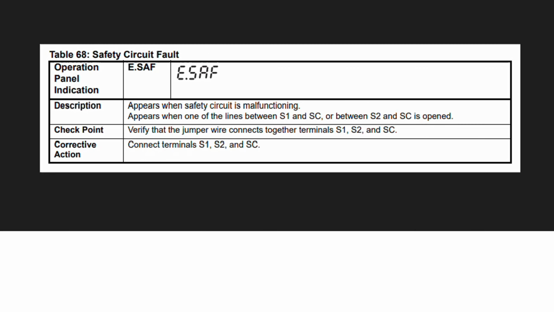We will talk about the alarm in Jainson VFD safety circuit fault. It appears when there is a fault inside the safety circuit, and the fault code is E.SAF. This happens when the line between S1 and SC, or between S2 and SC, is open.